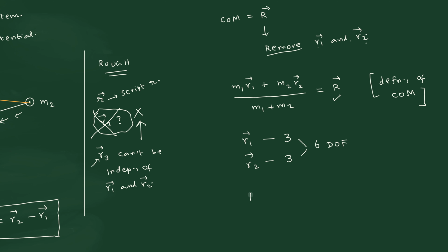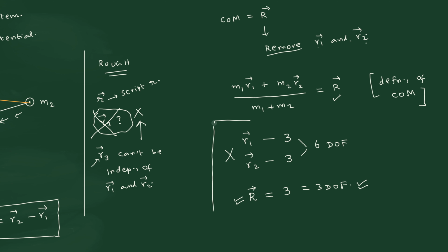Now, suppose I am going to use the center of mass. This is a vector quantity, and therefore it will have x i plus y j plus z k. I will be having 3 degrees of freedom. So that gives you 3 degrees of freedom. So I will be using this capital R and throw away the small r1 and r2. This option will give you 3 degrees of freedom. So this is one option for you, right?